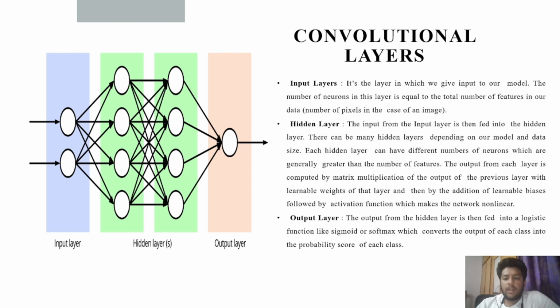Each hidden layer can have a different number of neurons, which are generally greater than the number of features. The output from each layer is computed by a matrix multiplication of the output of the previous layer with the learnable weights of that layer, and then by addition of learnable biases, followed by an activation function, which makes the network nonlinear. And then finally we have the output layer, wherein the output from the hidden layer is fed into a logistic function like sigmoid or softmax, which converts the output of each class into the probability score of each class.